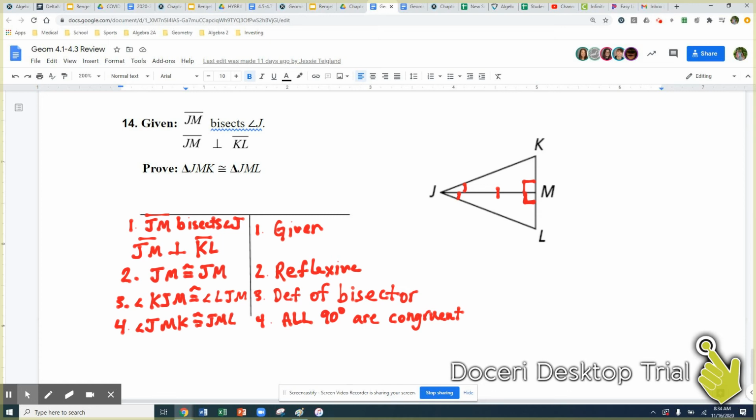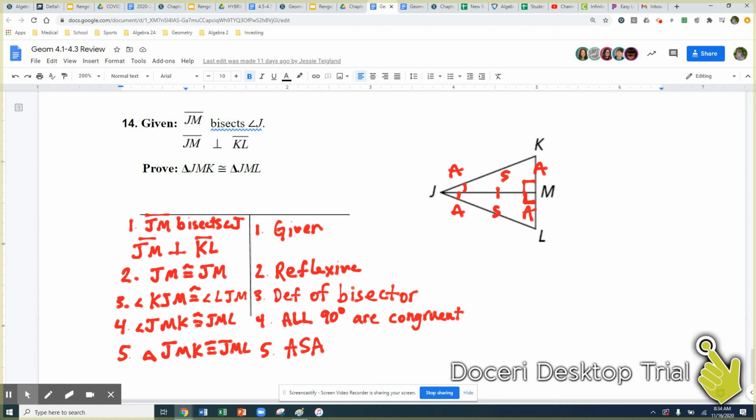And now we check, we've got 3 things. Is that enough? Well, we've got an angle, a side, an angle, angle, angle, side, angle. So is that one of our 4 that we could use? You bet. So number 5, I'm going to rewrite the congruent statement. JMK is congruent to JML. And number 5 is going to be because of angle, side. So there, you had 5 total steps.